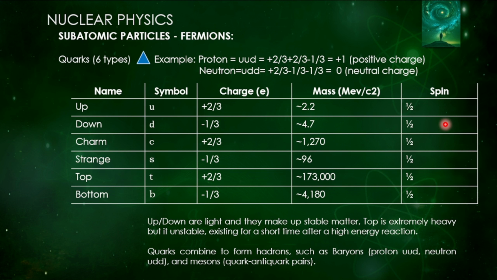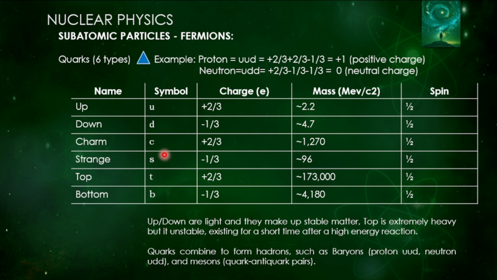All the spins for all the quarks are 1/2. Down: the down particle has a negative charge. That's why perhaps it is called down. So the charge is minus 1/3. The mass is around 4.7 MeV/c². As you notice, up and down particles are very light. Now charm, denoted by C, has a charge of plus 2/3 and a very large mass. That's why perhaps it is called charm. The mass is around 1270 MeV/c².